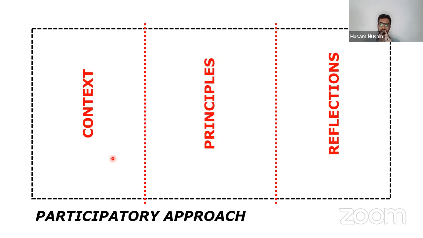And at the end, we do our reflections, and all of these pillars must go through the participatory approach, where people themselves also have to inject their own principles. And this is overall the meaning of affordability, which we will try to achieve at the end of the series of two lectures.